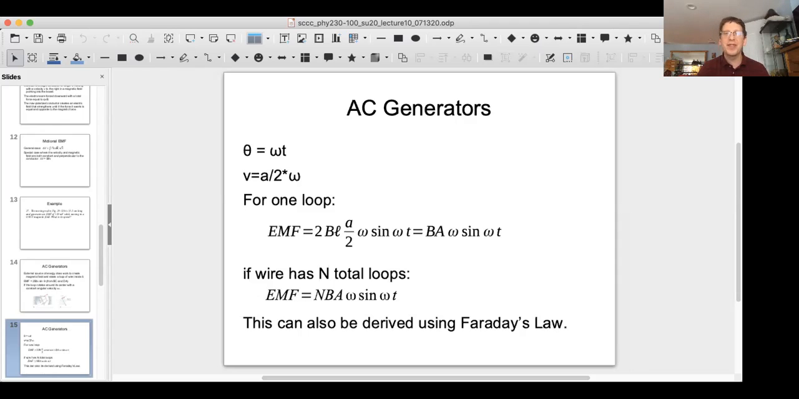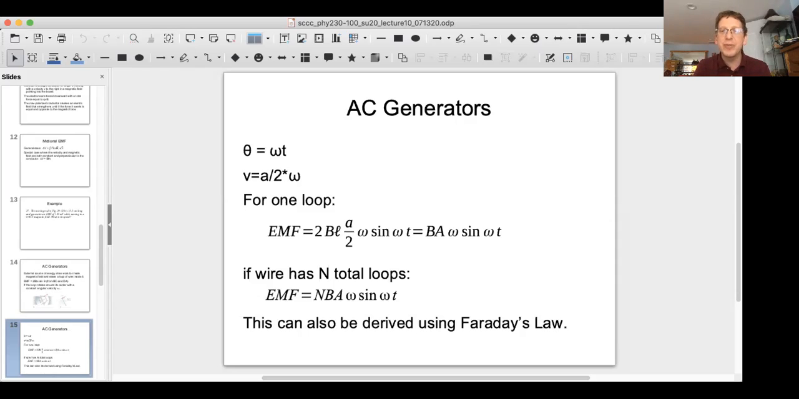omega t. So if you're devising a generator, you want to figure out what value of N to use, and keep in mind that the greater the value of N, the harder it is to turn the loop, so the smaller the value of omega. So you want to figure out what value of N optimizes that product, N times omega. And with NA times omega, the greater the value of A, the harder it is to turn the wire. So you want to find the value of N that optimizes that combination.